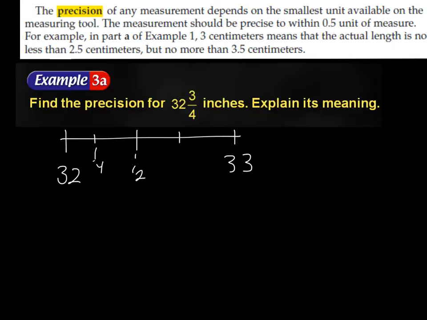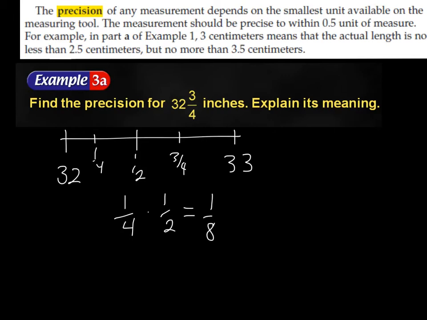Okay, to find the precision for 32 and 3/4 inches, I made a little sketch of a little fake ruler to help us see that this is being measured to the nearest 1/4 of an inch. And then they want us to explain the meaning. Okay, so using our definition of precision there, half, I'm going to use the fraction half since that's a half. Half of a 1/4 is 1/8. Okay, so that is the precision.